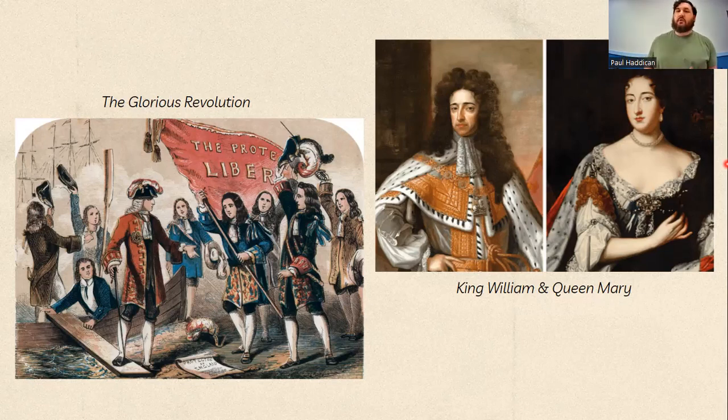Parliament's going to take control of the government from James II. They're going to say, you are making terrible decisions. You cannot be king. We're taking it back from you. And then they're going to install a new king and queen, and that's going to be William and Mary here, King William, Queen Mary.